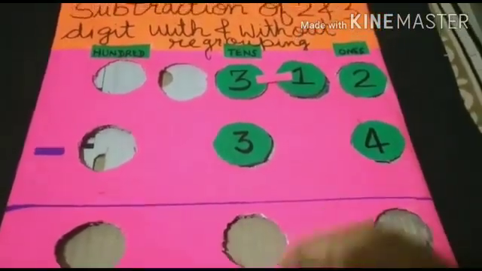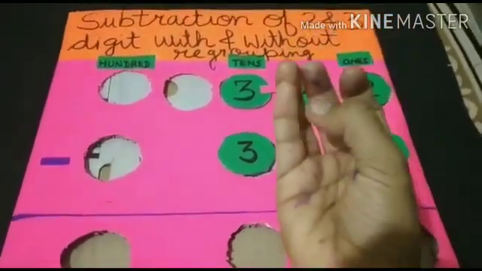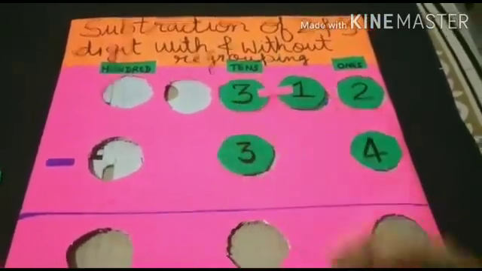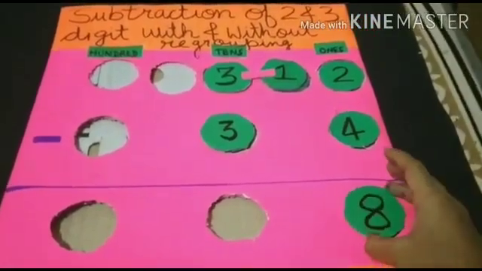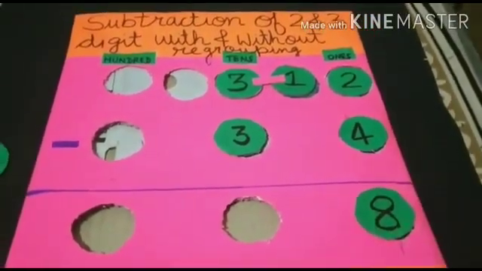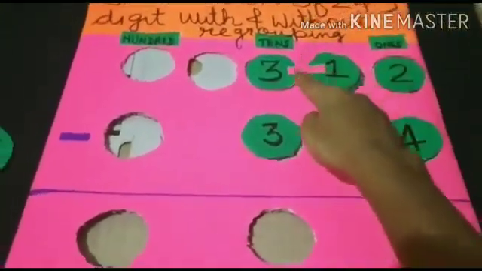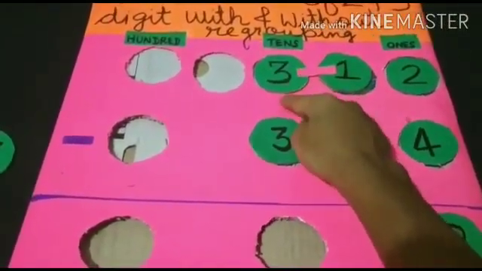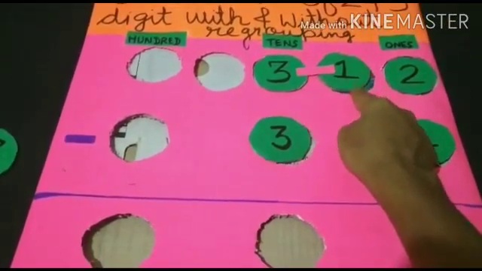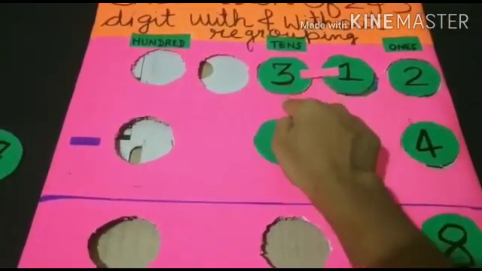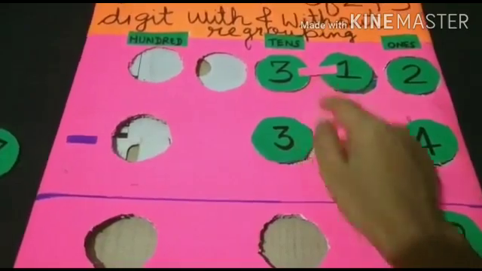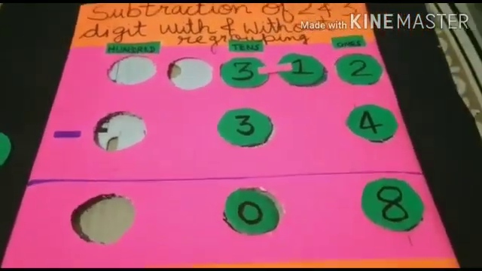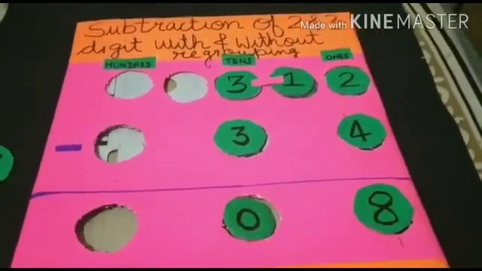After 4 we will count till 12: 5, 6, 7, 8, 9, 10, 11, 12. So on the ones place we will get 8. Now it's very easy to subtract 3 from 3. As it has given 1 tens to 2 ones, it became 3 tens. So from 3 we will subtract 3. The answer will be 0 and the difference is 8.